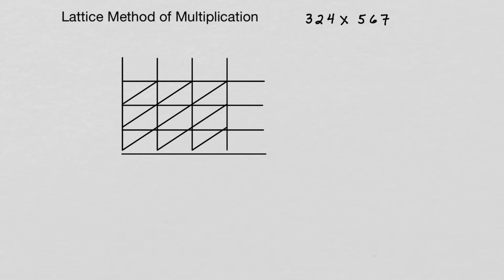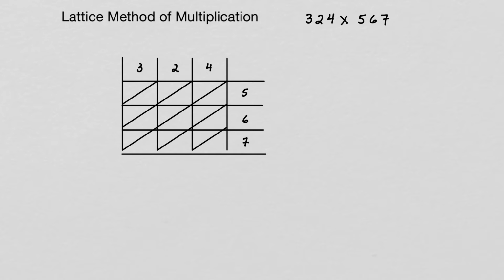So I'm going to take one of those numbers and put it in the top here, and the other number is going to go down the side here. So I have 324, where the 3, 2, and 4 are in vertical columns, and the 5, 6, and 7 are in horizontal rows. And what I've done is I've taken each block where these numbers would intersect, and I've divided it with a diagonal line in order to put the products.